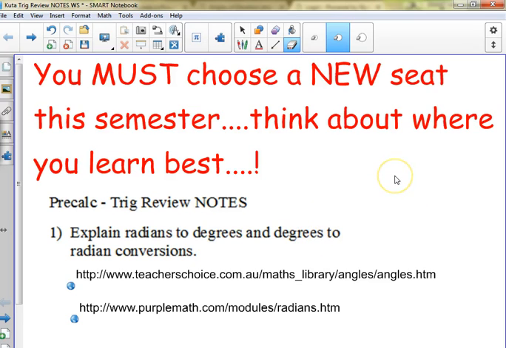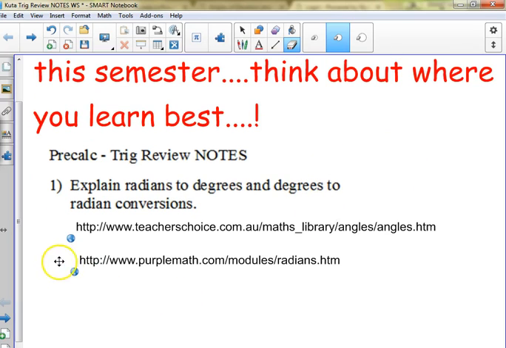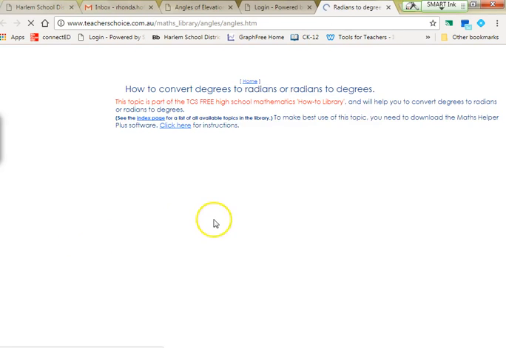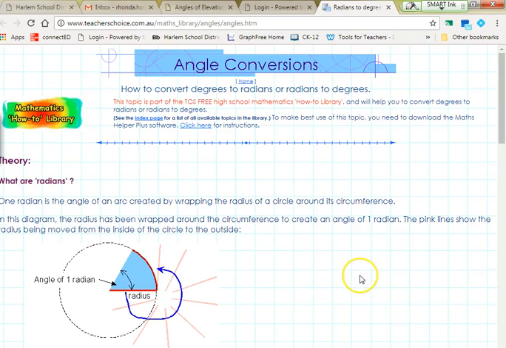I'm going to review some stuff really quickly. The first thing we're going to talk about is radians to degrees. Did your teacher ever do this? I used to do this.